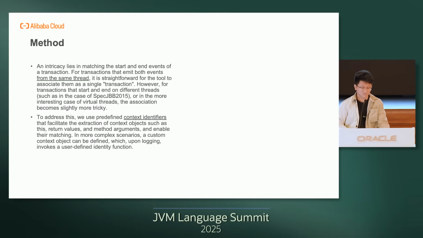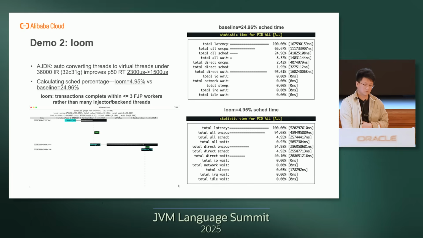So to address this, we use context identifiers, which basically means we match the context. The context consists of return values, method arguments, and this type of information, and we can use algorithms to match the events, so that even if these events happen in different threads, if they have the same identifier, they can be associated and form a transaction.